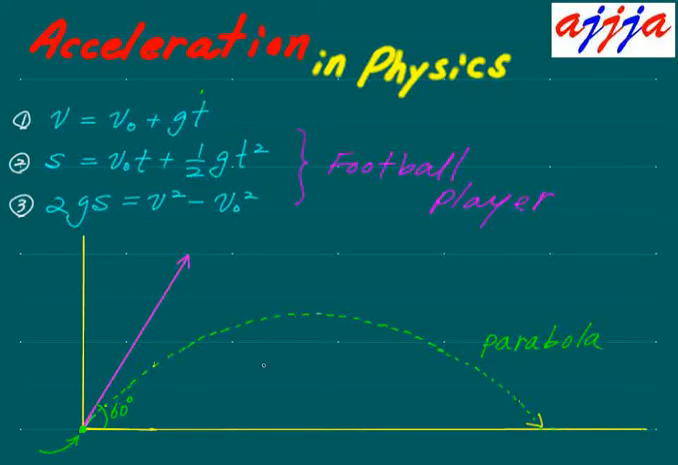So this parabola, then the question is this one. You kick this one, you know how fast the initial velocity, which is the v0, was, let's say, 20 meters per second velocity, initial velocity. Then how far is this ball going to go? That means we want to know this horizontal distance, which is, let's say, x. So x equals, that's it.